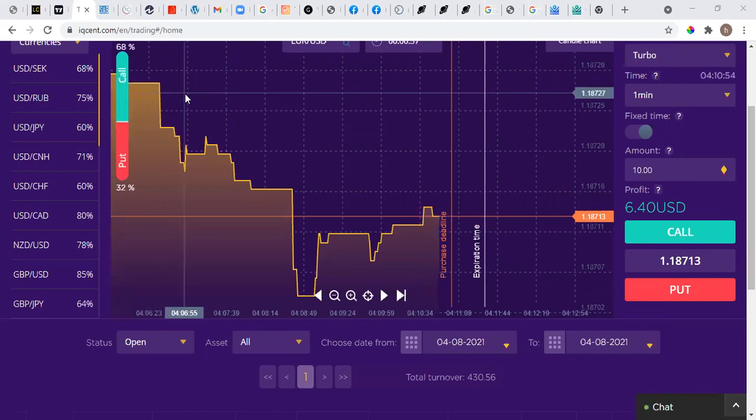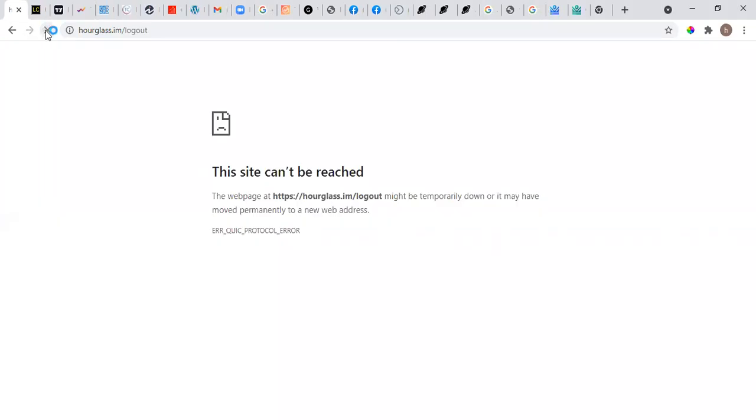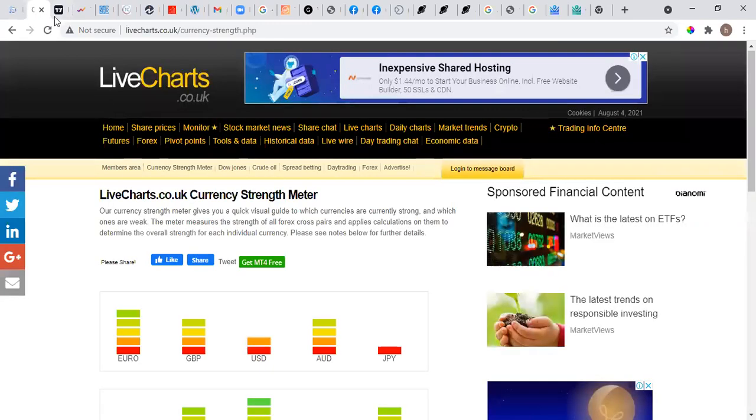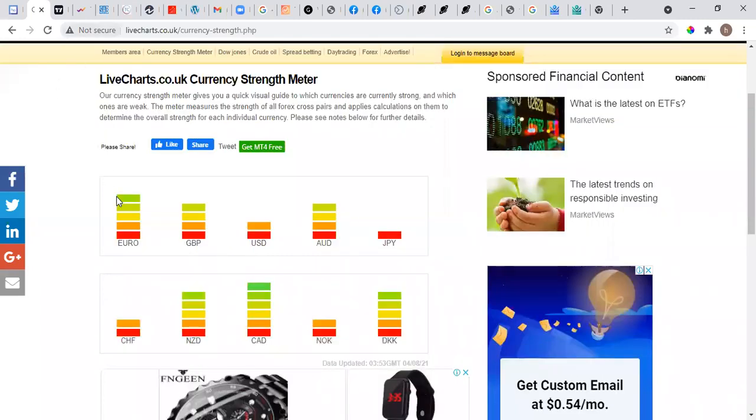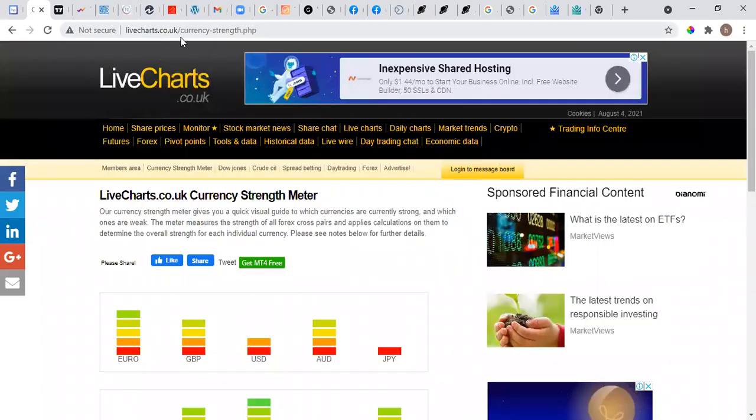So now we call it the double blessing strategy. For the double blessing strategy, you're going to be needing some particular web tools. Number one, you're going to be needing the currency strength meter. Guys, if you don't know what this currency strength meter is, know it now. It is used for fundamental analysis. I'm on the currency strength meter page. You can simply type it on Google or just go to liveschart.co.uk/currency strength meter.php. There you find this page.